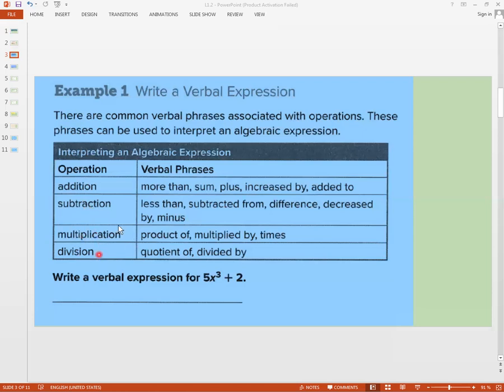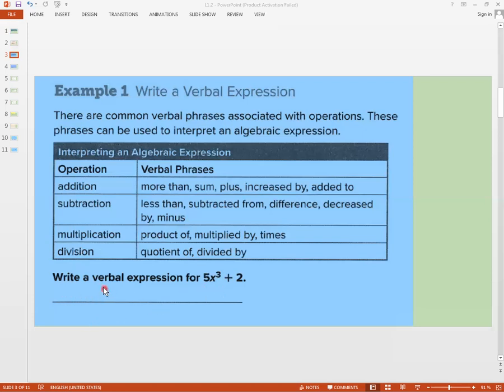About multiplication and division. For multiplication, if you face product of, multiplied by, times, each word of this you're going to translate as multiplication. Product of, multiplied by, times. Division: quotient of, divided by. Any of these, translate into division.